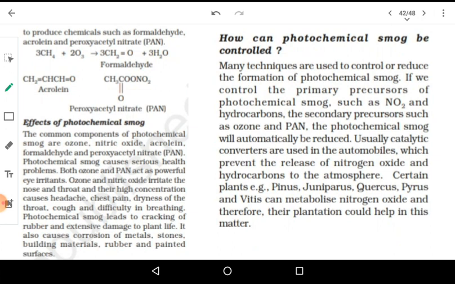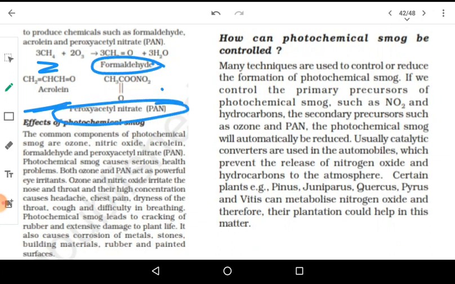Now this ozone can also react with methane or acrolein to form PAN and formaldehyde. Even these are harmful substances, harmful pollutants. Now, what are the effects of this photochemical smog? Common components of the photochemical smog are ozone, nitric oxide, acrolein, formaldehyde, and peroxyacetyl nitrate.